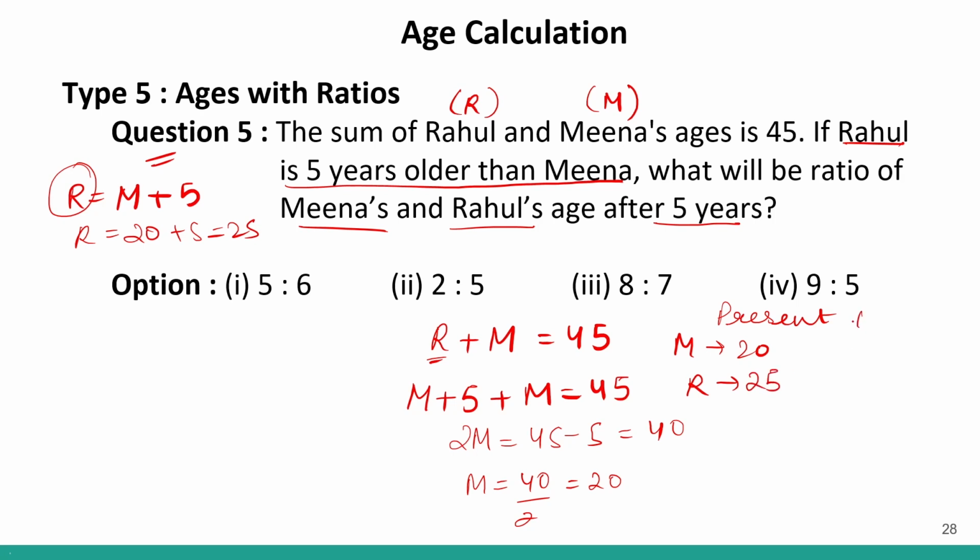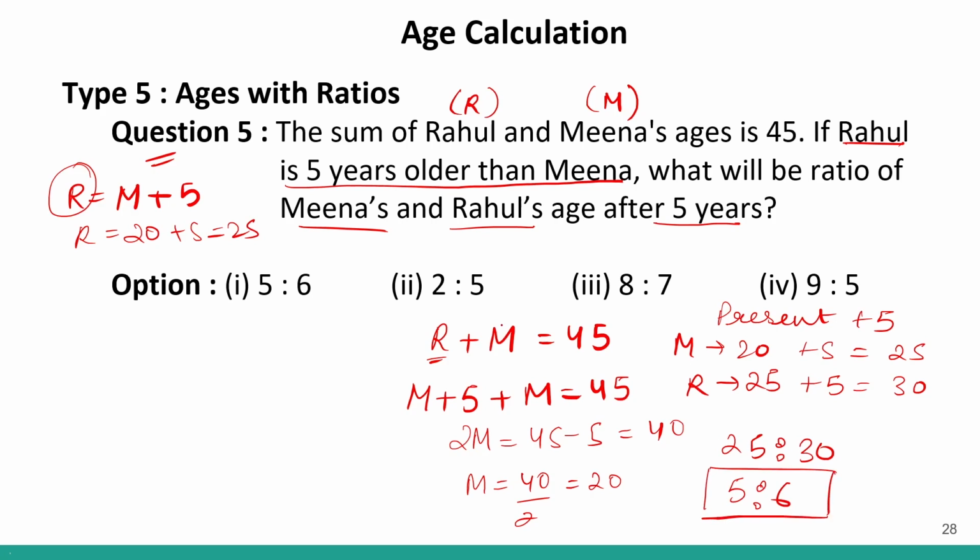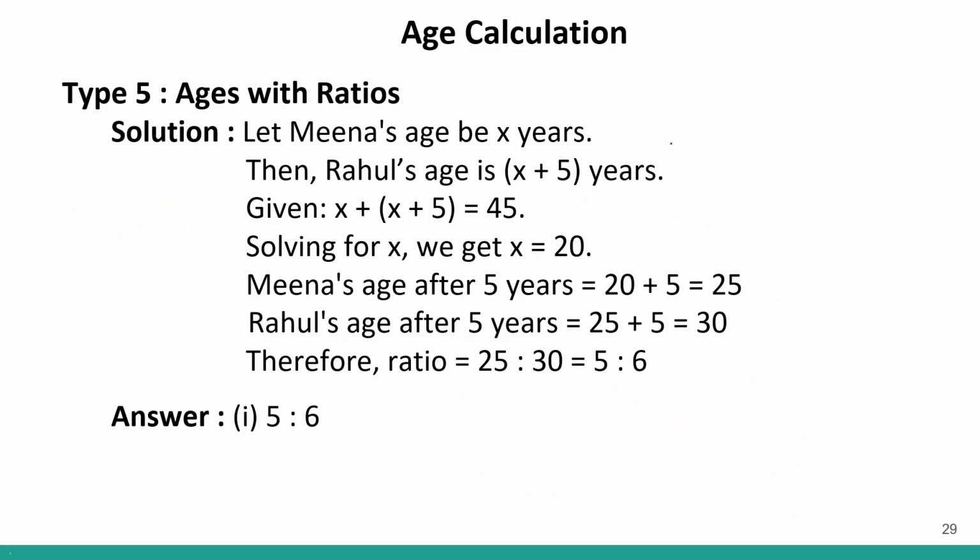Now after 5 years, that means plus 5 years, Meena's age will be 20 plus 5, that is 25, and Rahul's age after 5 years will be 25 plus 5, which is 30. So the ratio of Meena's and Rahul's age will be 25:30. So if I divide by 5, the ratio will be 5:6. This will be the ratio. And this is given in option number 1. So option number 1 will be your correct answer to this question. Clear? Here is the solution. You can check the solution.